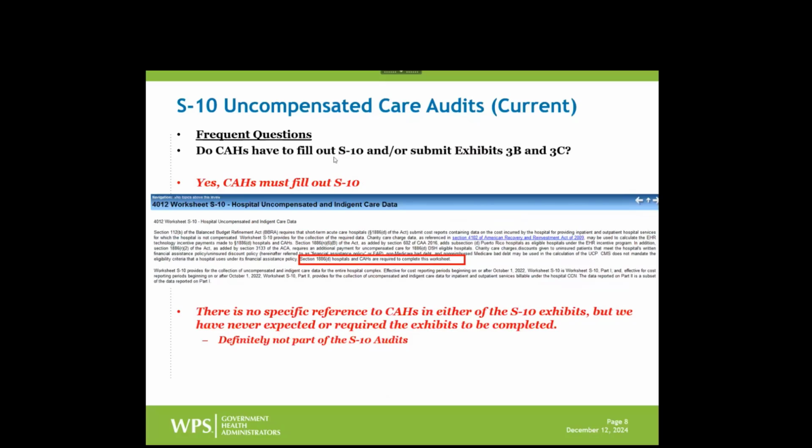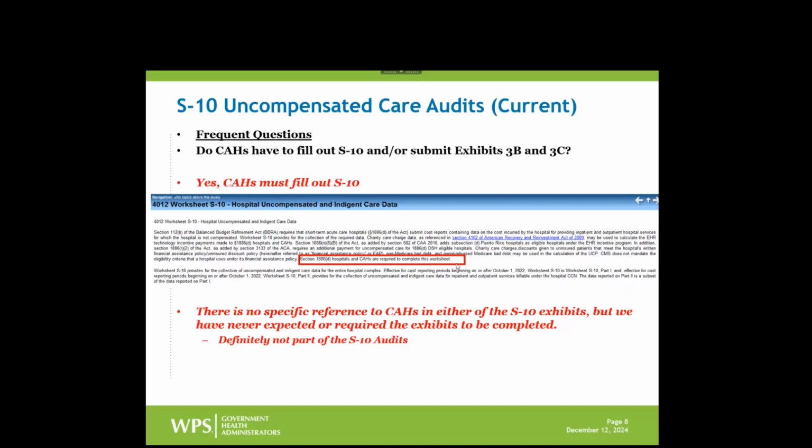So another question that's asked, and it was asked yesterday even, do critical access hospitals have to fill out S10, first of all, or do they have to submit Exhibits 3B and 3C, which are the charity care and total bad debt templates? Now, this one, it's one of those things, I think it's just been overlooked. I don't think it's been changed yet, and it perhaps needs to be changed. If you look at the S10 instructions, at the very end of the first paragraph, it says Section 1886D, your acute care hospitals, and CAHs are required to complete this worksheet.